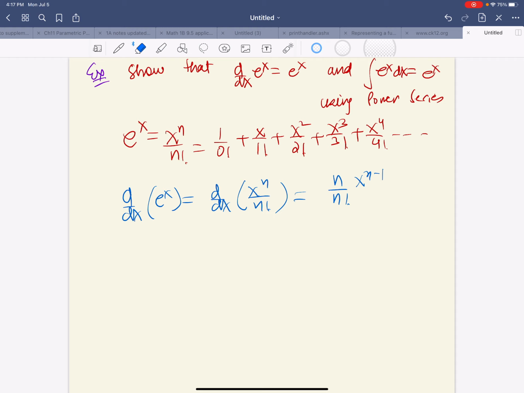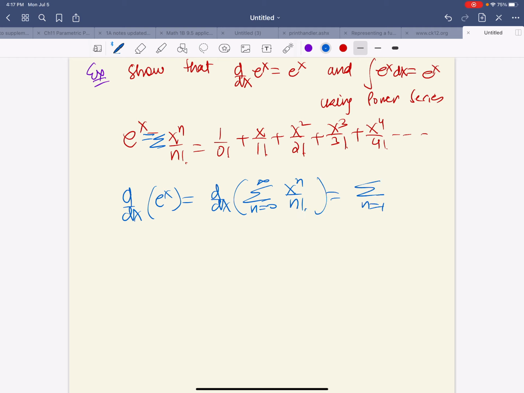This actually, there is a summation sign here that I skipped. Let me go back. There is a summation here. So the derivative of the summation n equals 0 to infinity of x to the power n over n factorial. When I do the derivative, we start at n equals 1 to infinity because our first term is going to become 0, and we get x to the power n minus 1 over n factorial.